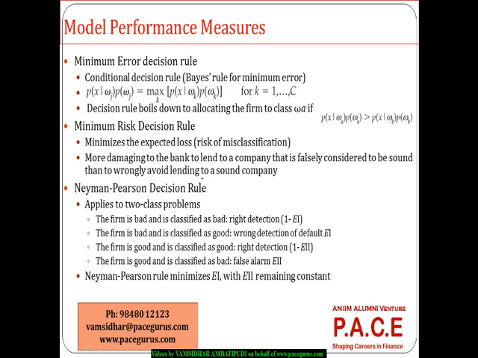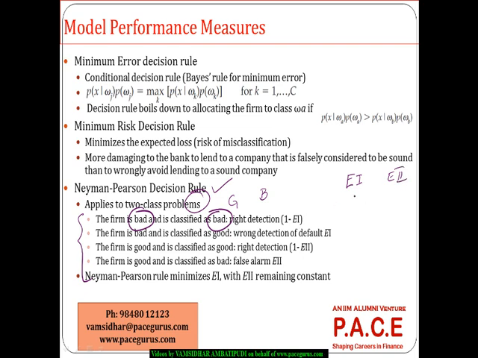For that, we have a good rule called the Neyman-Pearson decision rule, especially for two-class problems like the example here, good and bad. There are four kinds of choices that come out. The firm is actually bad, meaning it has defaulted, and you have classified it also as bad, so that is a right decision. Here I am looking at two different errors: E1 is a type 1 error, E2 is a type 2 error.